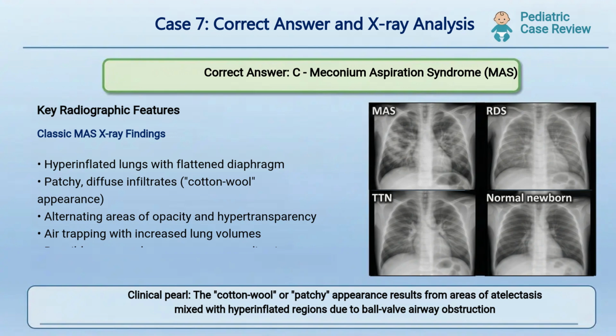The classic chest X-ray findings include hyperinflated lungs with a flattened diaphragm, patchy diffuse infiltrates with a cotton wool appearance, alternating areas of opacity and hypertransparency, air trapping with increased lung volumes, and possible pneumothorax or pneumomediastinum. This is distinct from respiratory distress syndrome, which shows a ground glass appearance with low lung volumes, from transient tachypnea of the newborn, which shows parahilar fluid lines with normal or slightly increased volumes, and from a normal newborn X-ray, which shows clear lung fields. The cotton wool or patchy appearance results from areas of atelectasis mixed with hyperinflated regions due to ball valve airway obstruction. Case 8. Sudden deterioration.